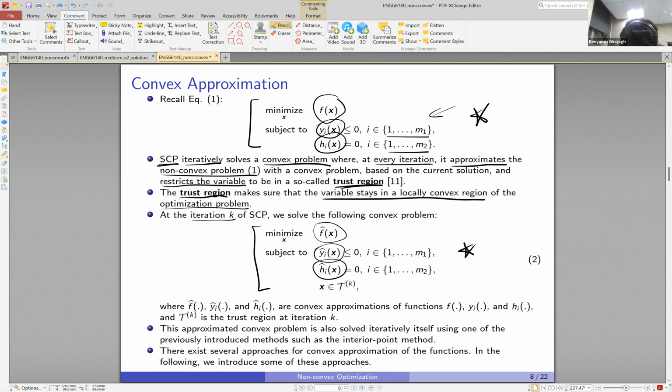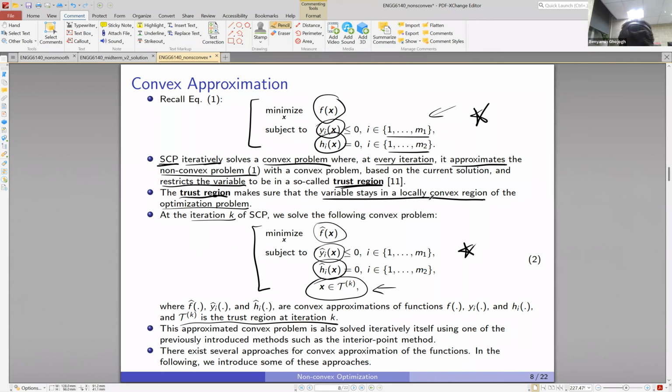And what is here? You're also saying that the x needs to be in the trust region in the kth iteration. So T_k is denoting the trust region at iteration k. Why do we do that? Because we want to make sure that the variable stays in a locally convex region in the optimization problem.